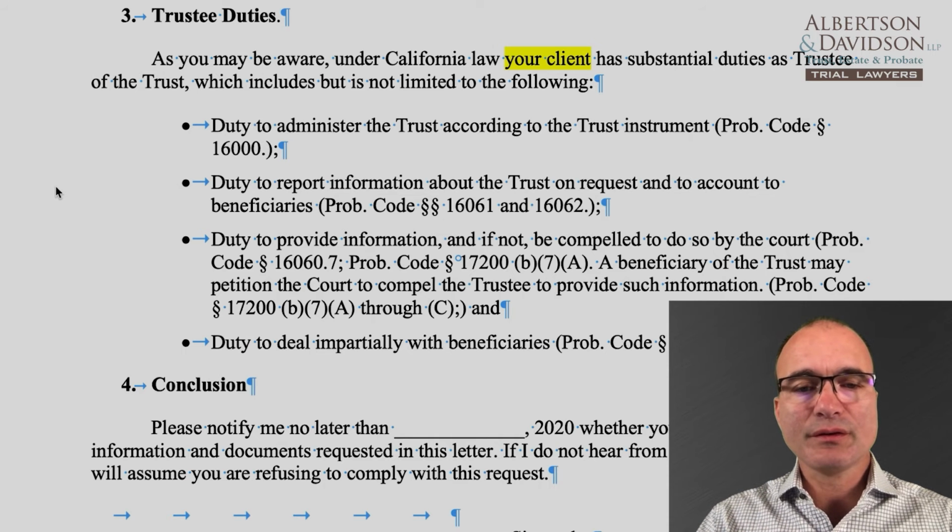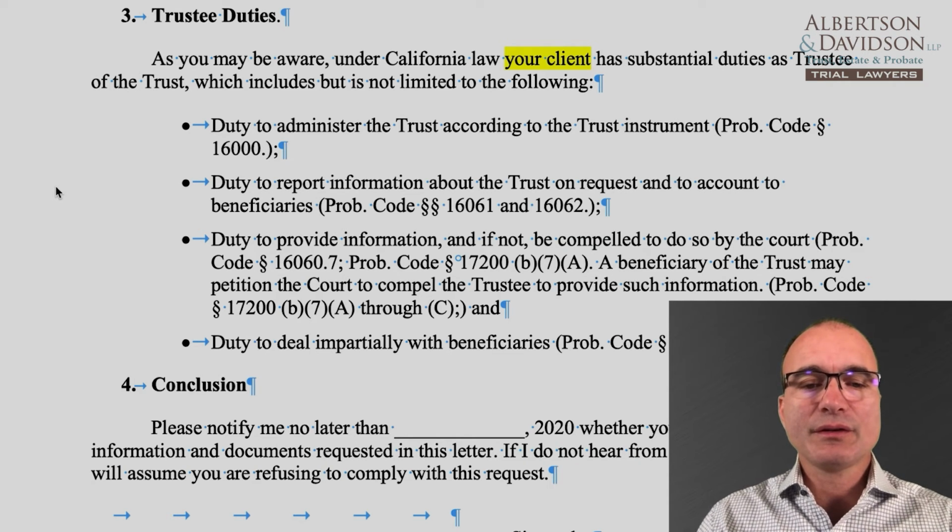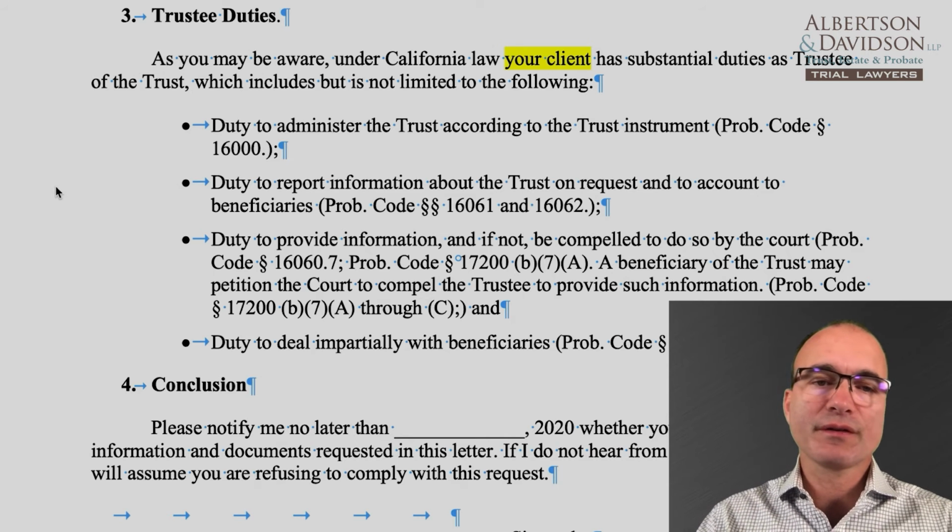Number 1, you have a duty to administer the trust as written in the trust instrument. I mean, it stands to reason, but a lot of people don't do it. You have a duty to report information when you're asked to do it. You have a duty to provide information even when you're not asked to do it. And you have a duty to deal impartially with the beneficiaries. You can't favor one over the other.